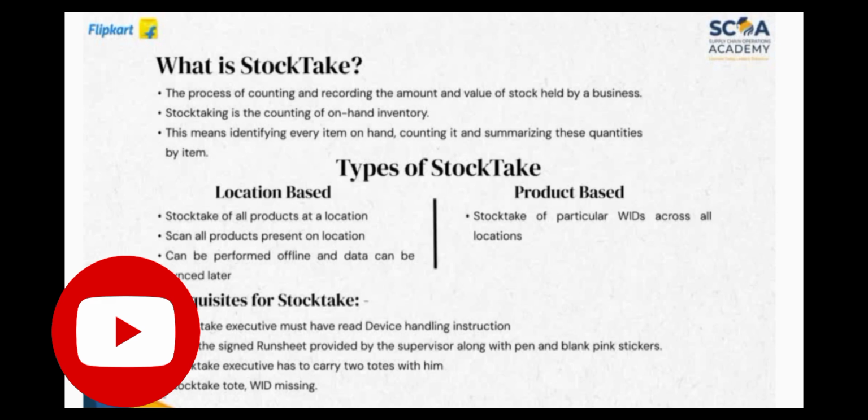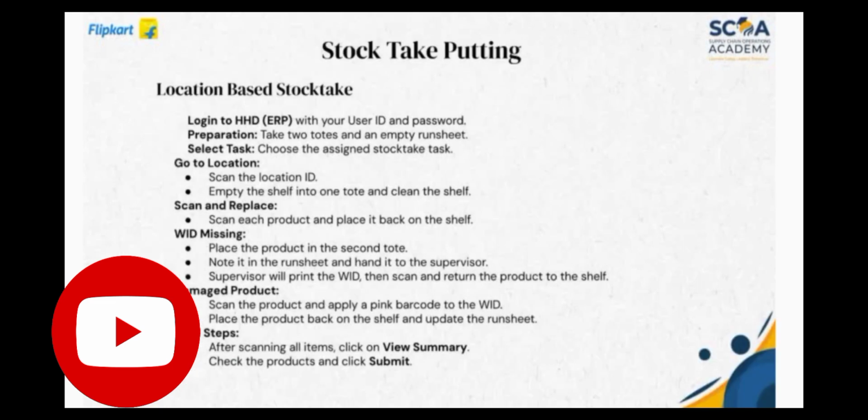Prerequisites. Read device handling instructions. Carry a signed run sheet, ID, and blank pink stickers. Bring two totes, one for stocktake, one for missing WIDs. Log in to HHD ERP. Preparation: take two totes and an empty run sheet. Choose the assigned stocktake task.